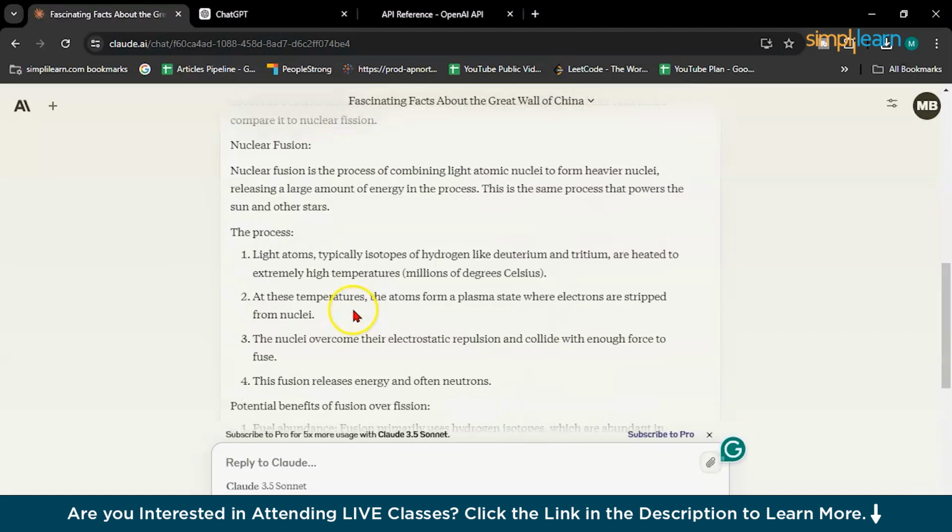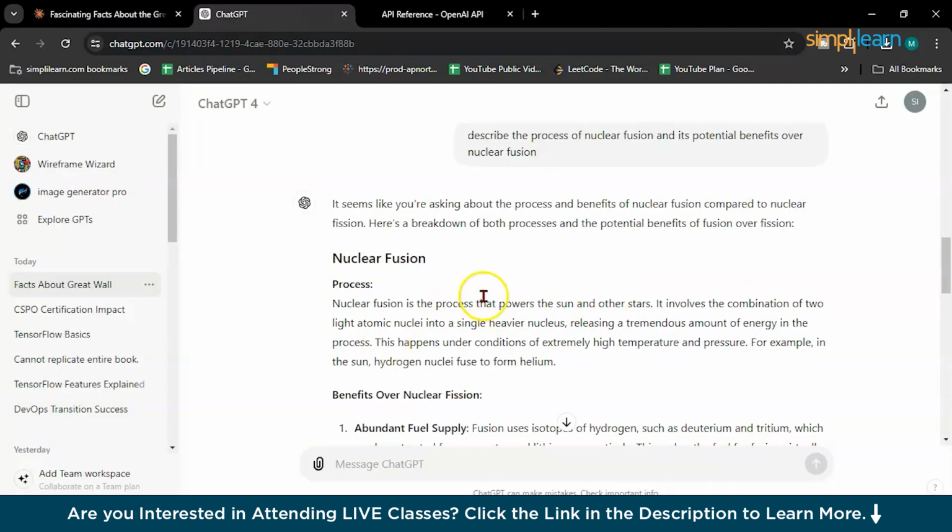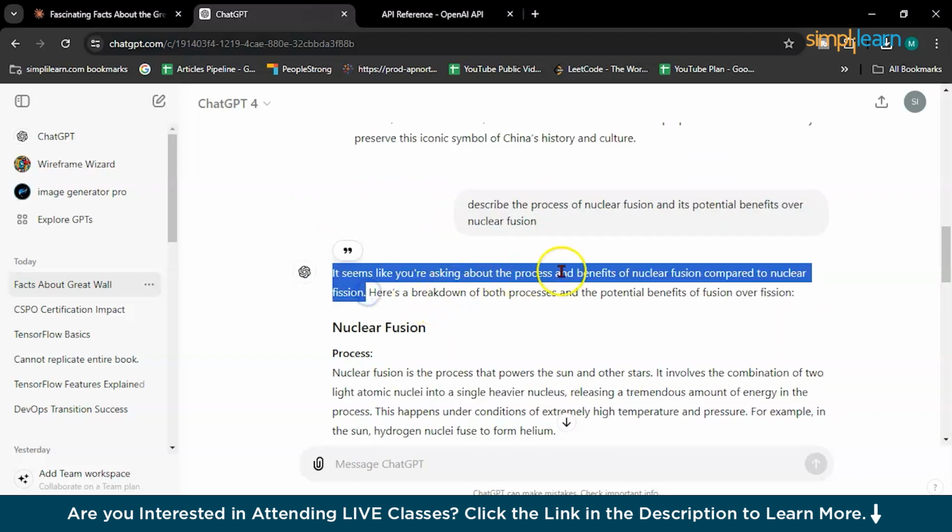So here, as you can see, what Claude 3 gave is, I believe there may be a small error in your question. You asked about the benefits of nuclear fusion over nuclear fusion, which is the same process. I think you meant to ask about the benefits of nuclear fusion over nuclear fission, so I will explain nuclear fusion and compare it to nuclear fission. Oh, nice. Here, what ChatGPT does, it automatically took that process. Okay, it is also telling the same thing.